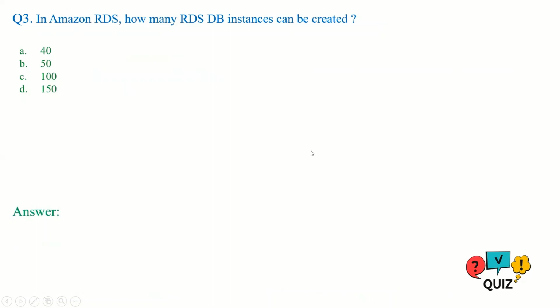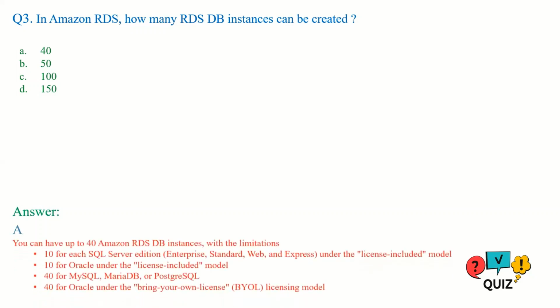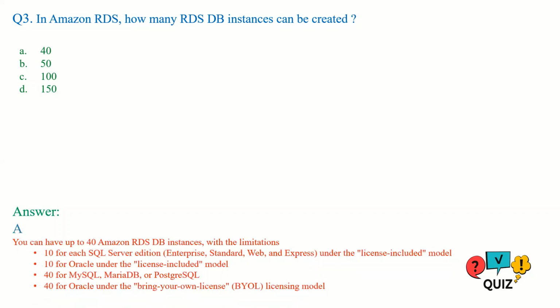Next, in Amazon RDS, how many RDS database instances can be created? A. That's good. The answer is correct. It is A, up to 40 instances. However, there is a limitation with each individual database engine. It has got a limitation.